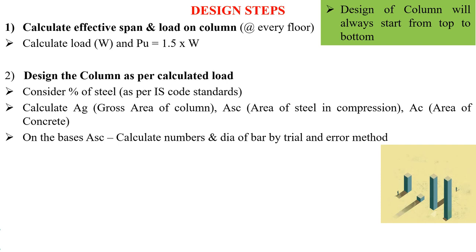So 1% of the gross area will be the total area of the steel in compression, and the remaining part will be the area of concrete, that is AC. Means if I have considered 1% as steel, the remaining 99% is the area of the concrete. So the area of the concrete will be 99% of the gross area. Once we are able to calculate the area of the steel in compression, that is ASC, we need to find the right diameter of the bar and the number of bars, so that the requirement of the steel area can be easily fulfilled as per the design.